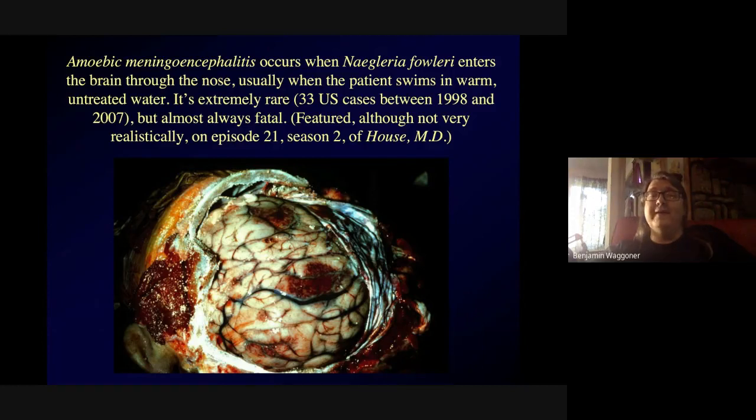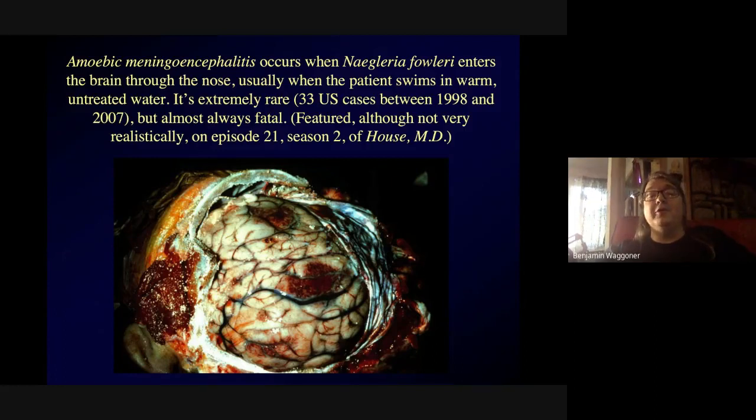The problem with it is that, well, first you start losing your sense of smell, and then you start getting flu-like symptoms, and then you might start getting a stiff neck and a headache, and then you start showing neuro symptoms. By the time the doctors realize that this isn't just the flu, the damage has actually progressed pretty far. And amoebic meningoencephalitis like this is almost always fatal.